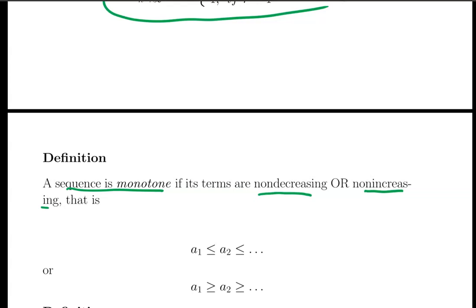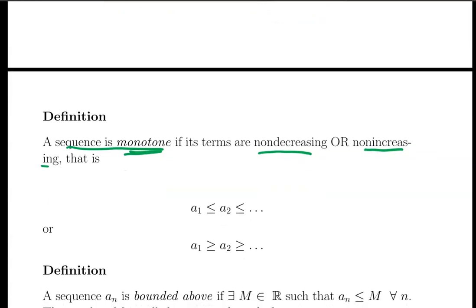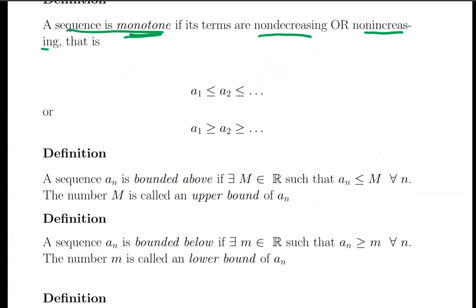Okay, so non-decreasing means it's increasing or staying the same. So staying the same is still a monotone sequence. Okay, so 2, 2, 2, 2, 2, that's a monotone sequence. Even 2, 3, 3, 4, 5, 6, 6, 6, 7, 8, 8, that's also a monotone. As long as the next term is greater than or equal to the previous, or less than or equal to, it's a monotone sequence. We're going to come back to this in a second, but before we do, let's talk about this.